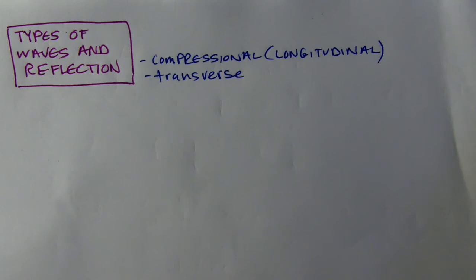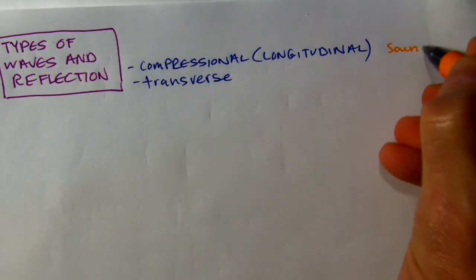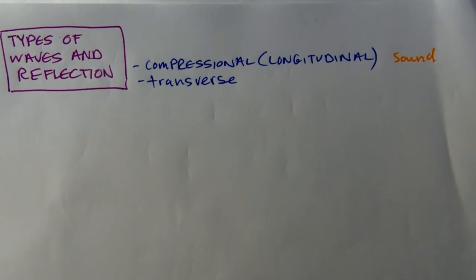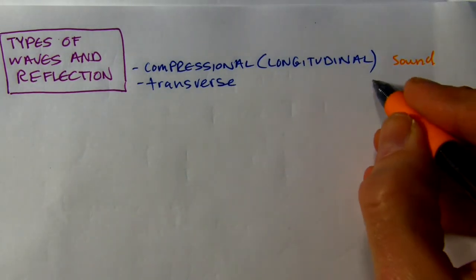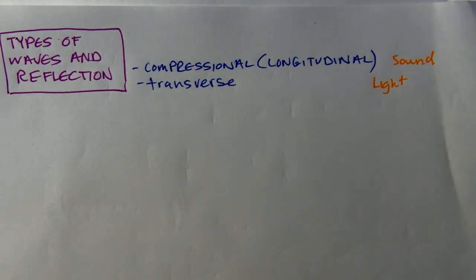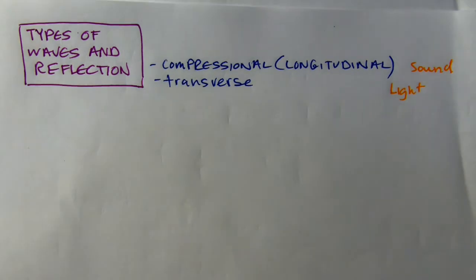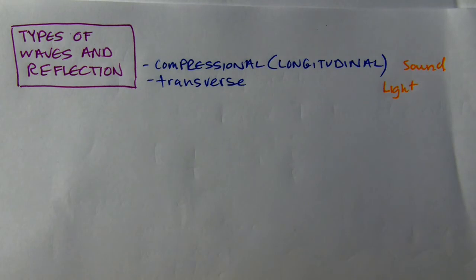And the reason is because compressional waves have to do with sound, and transverse waves are more appropriate to discuss light. Both can be used in different situations. There's overlap, okay? So it's not strictly one type of wave for one type of method like light and sound. All right, let's talk about the more common version, I guess you could say.